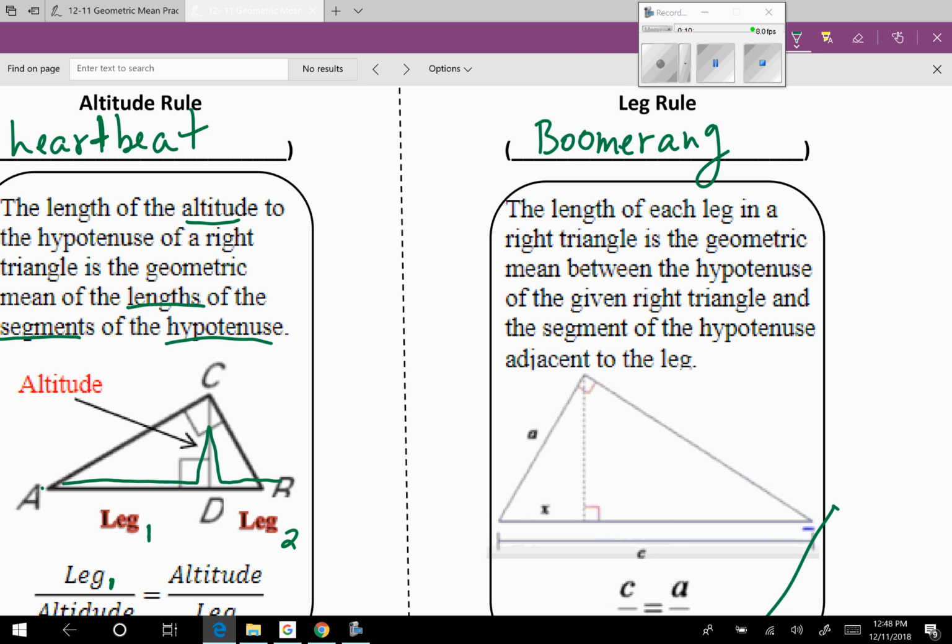So in this one, it says the length of each leg in a right triangle. The legs are these two parts here: this side that says A, and this other side over here on the outside that doesn't have a marking. Those are your legs. If you want to find the length of one of these, you have to do the geometric mean between the hypotenuse. C is your hypotenuse, that's the whole thing there. And then the segment of the hypotenuse adjacent to the leg.